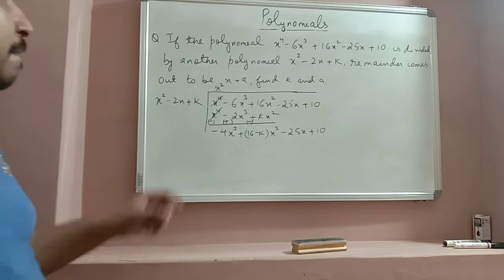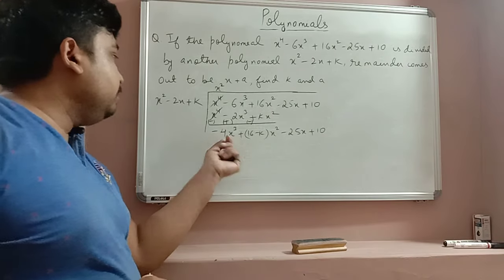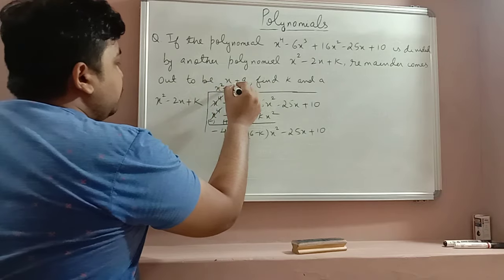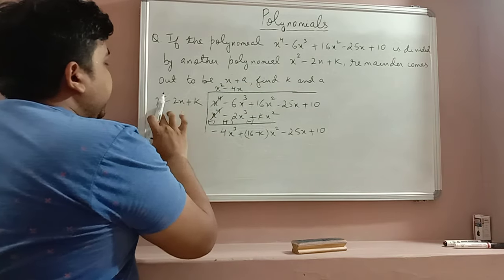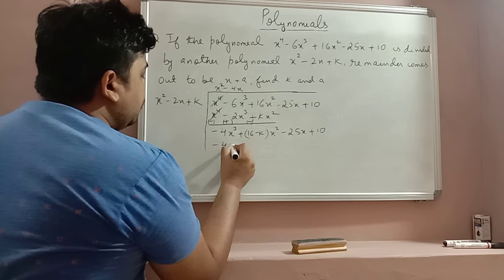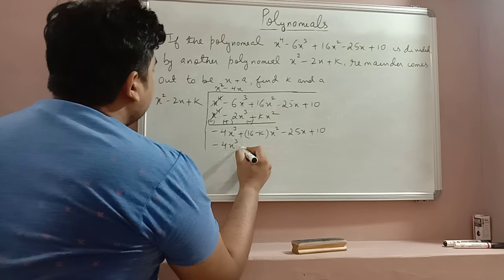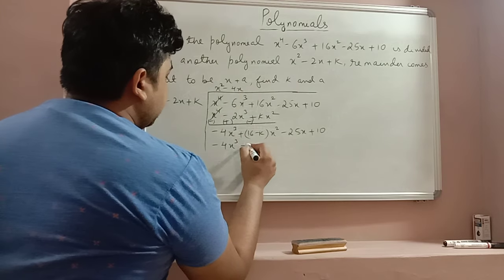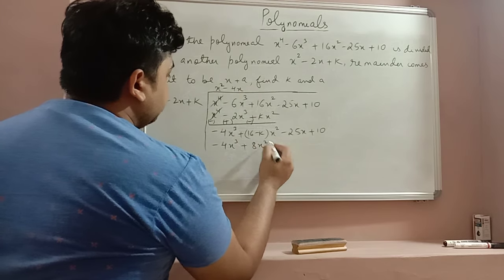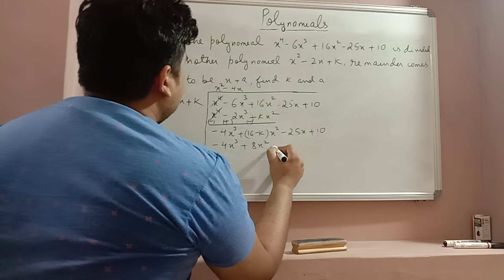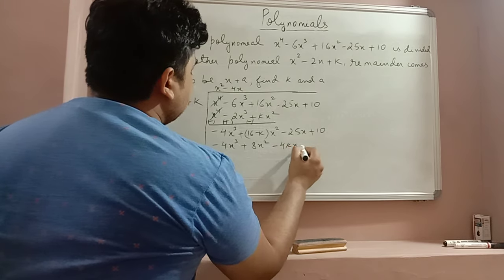Now in order to get minus 4x cube, I need a minus 4x here, so I will put minus 4x. X square into minus 4x will give me minus 4x cube, and minus 2x into minus 4x will give me plus 8x square, and minus 4x into k will give me minus 4kx.